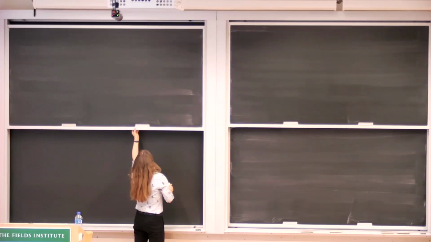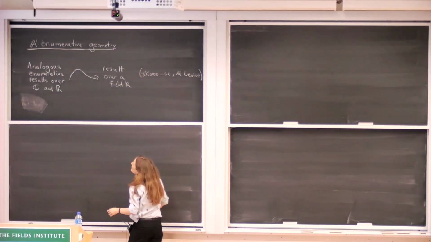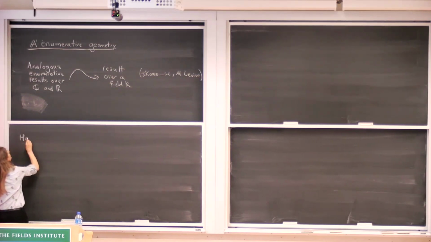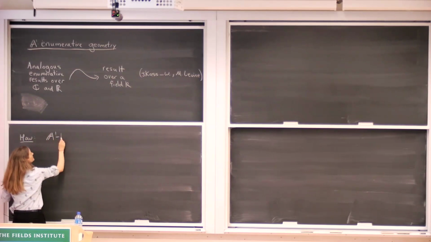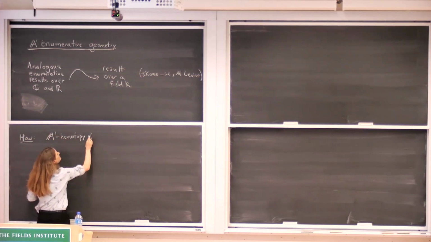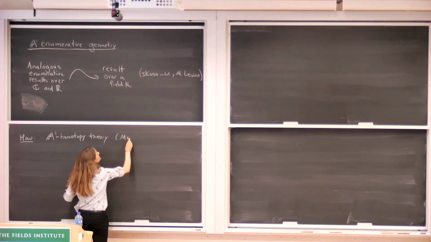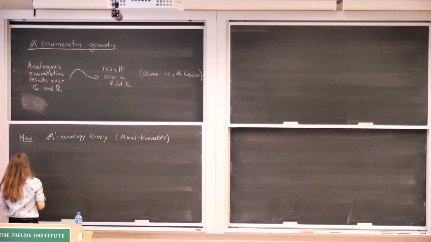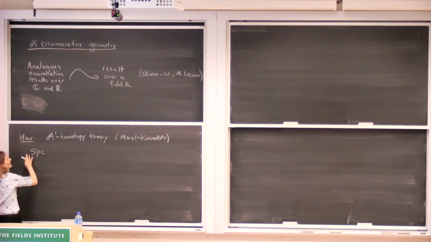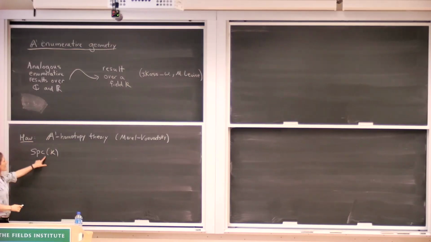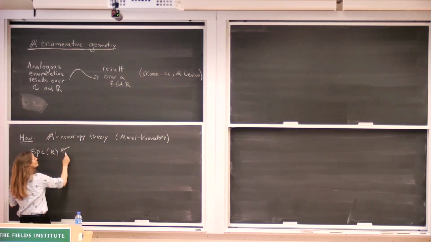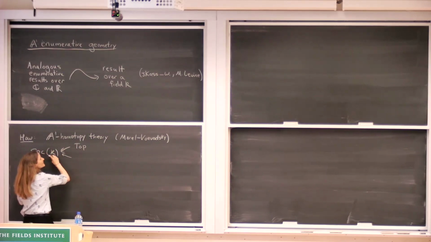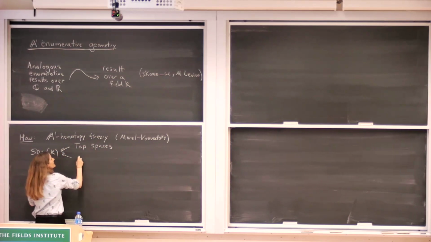So let's give ourselves the A1 homotopy theory of Morel and Voevodsky. You want to build something like schemes. You can take a base field K, and you'll build a category of spaces with a notion of homotopy where you can do things like crush and glue. And it'll take both topological spaces, so any topological space will determine a space in here, and it'll take smooth K schemes.